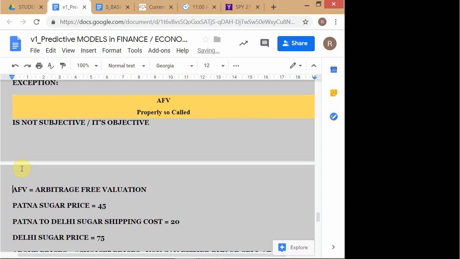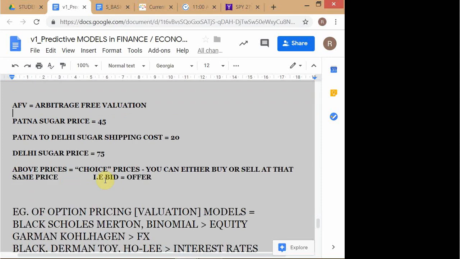So at Kabat's request, we have gone into this discussion of AFV. Okay, all right. Quiet, guys. So the question is, what is the AFB price in Delhi? This will give you a flavor, with a very crude and simple example, of the philosophy of arbitrage-free valuation.